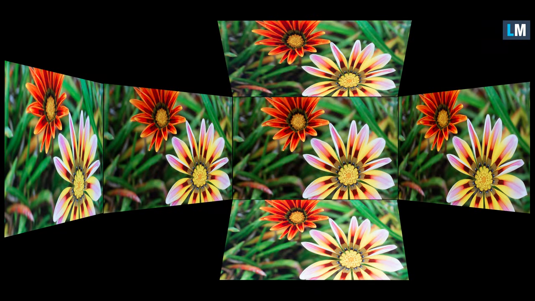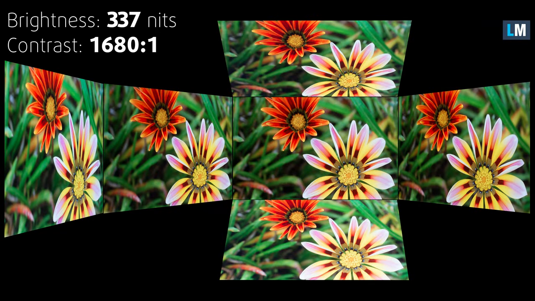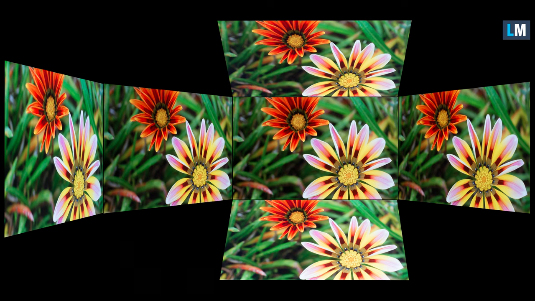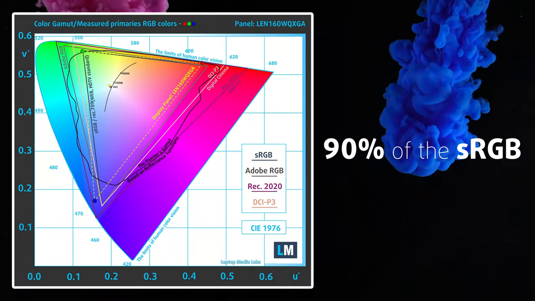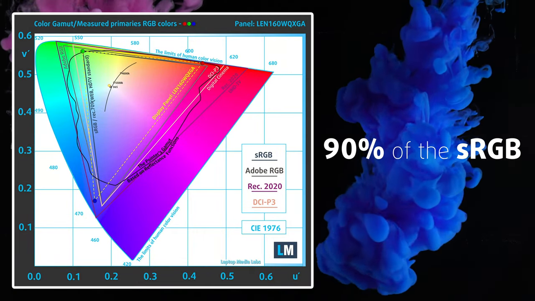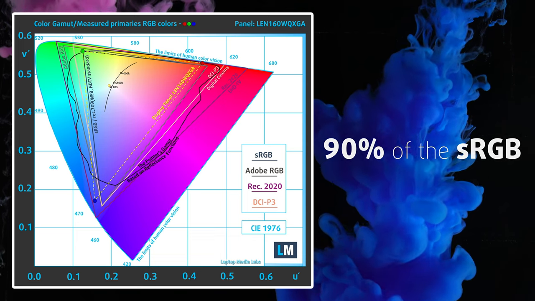The panel has great viewing angles for when you're watching movies, a max brightness of 337 nits, which is totally usable when outside. As this is a pro model, the panel also shows 90% sRGB coverage and accurate colors.